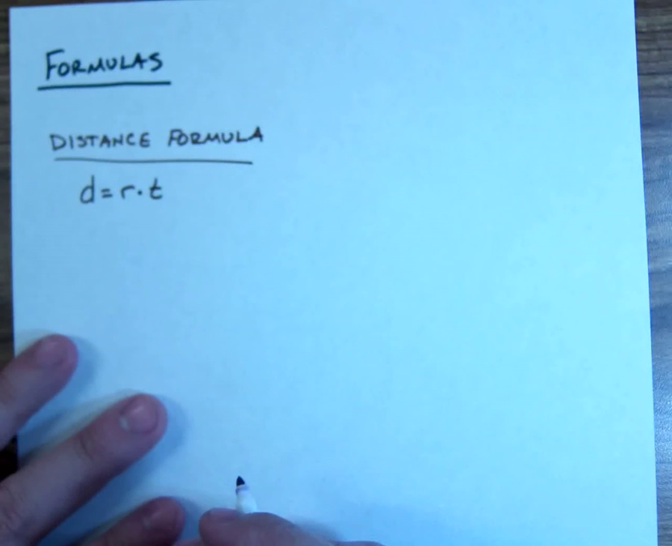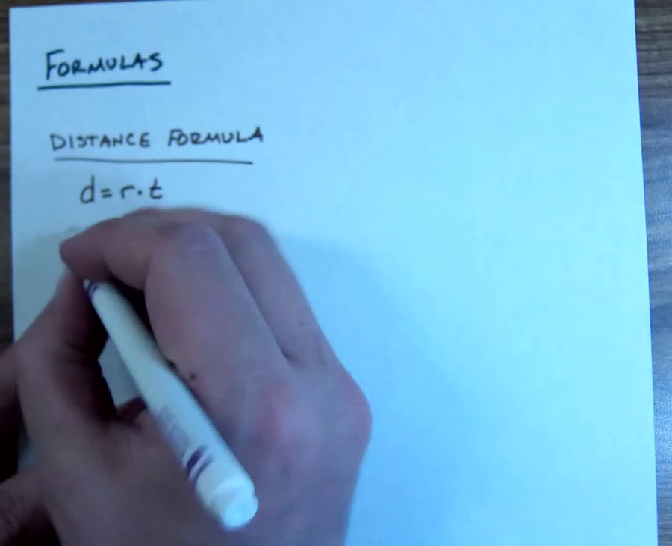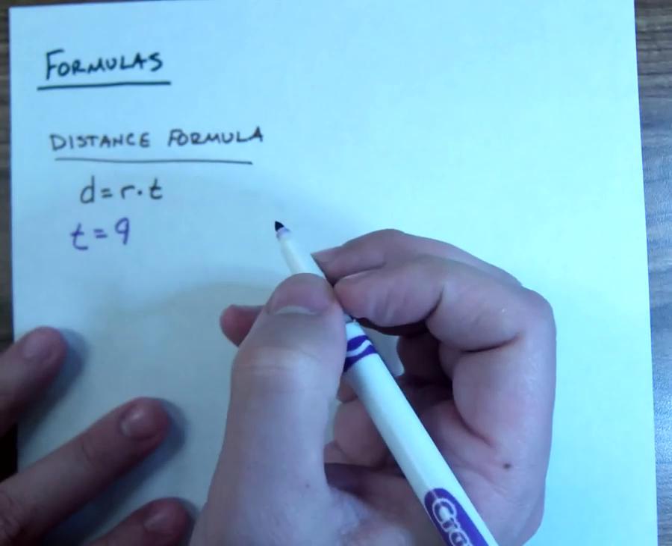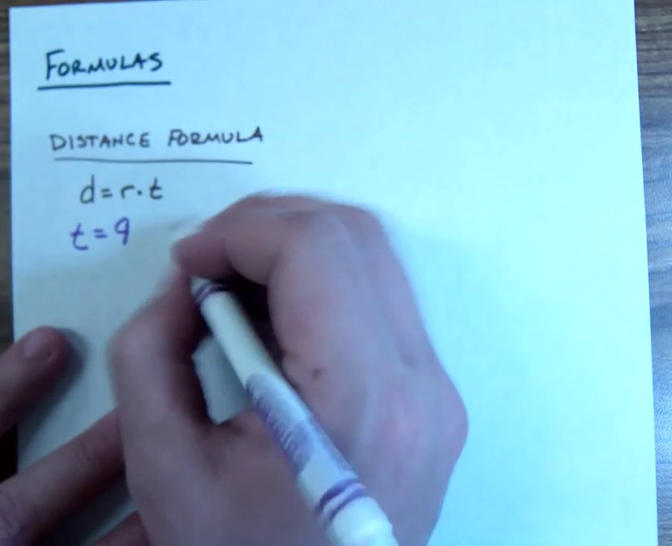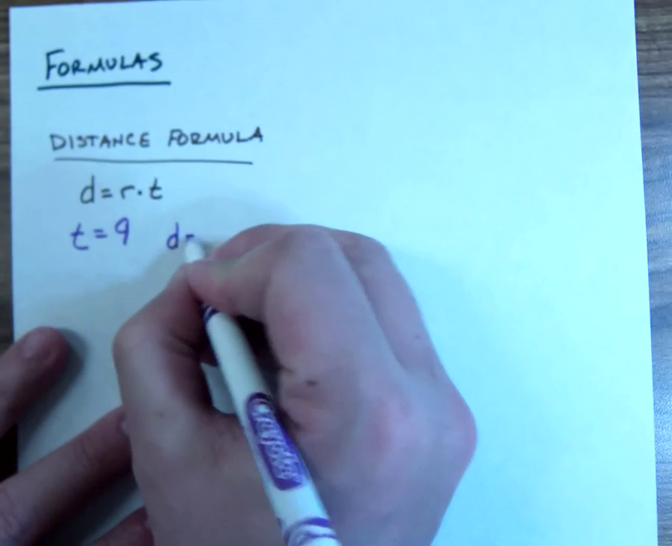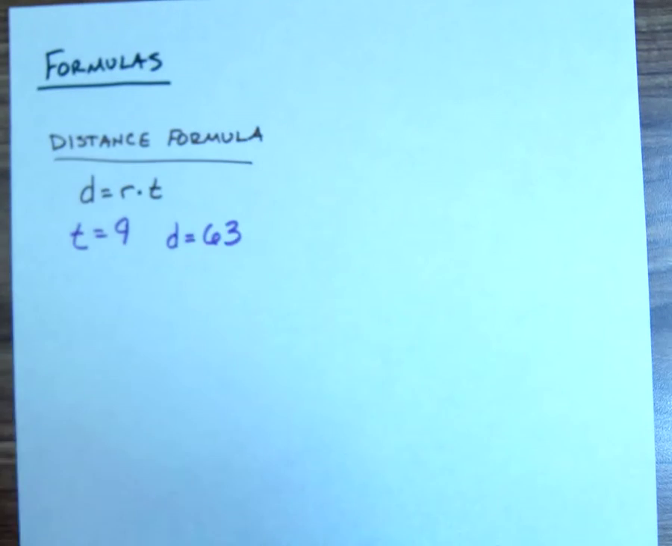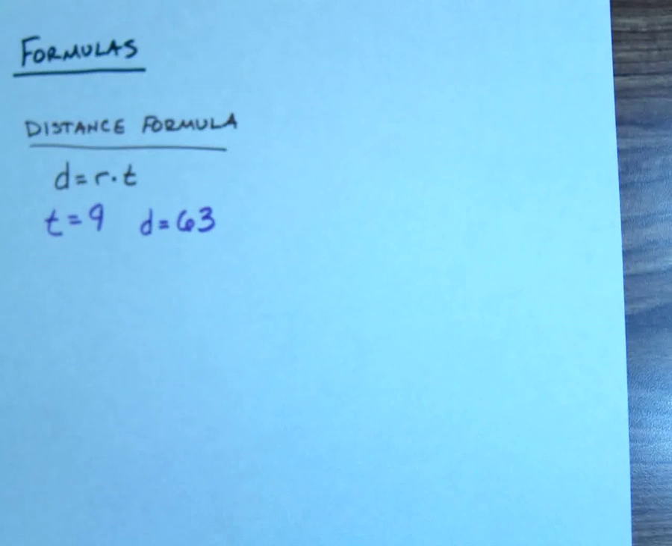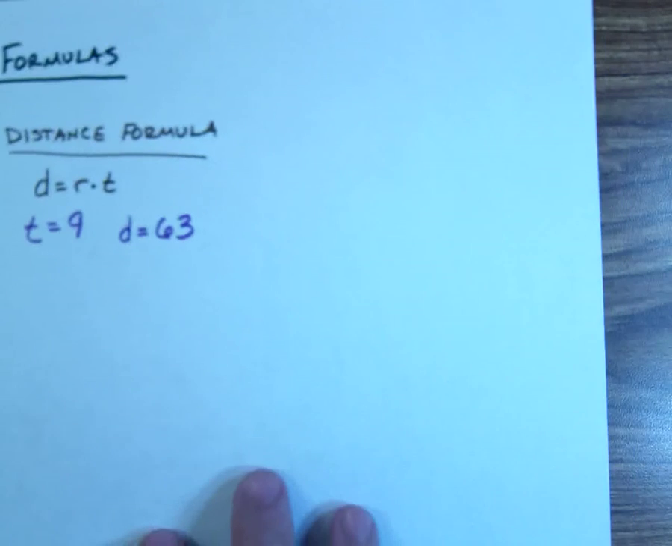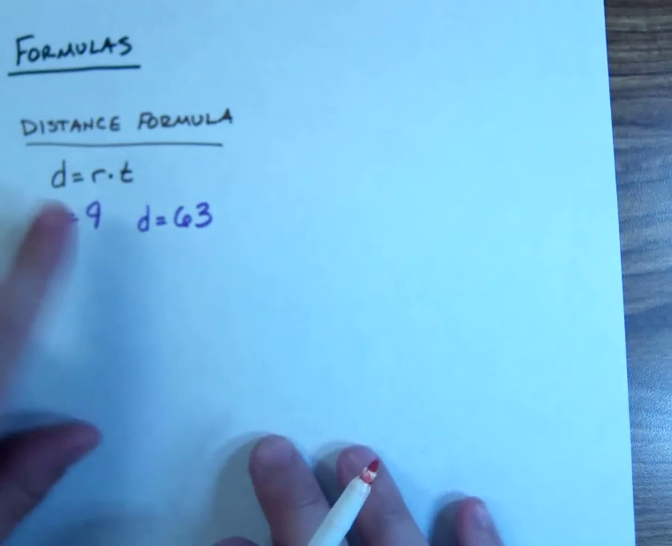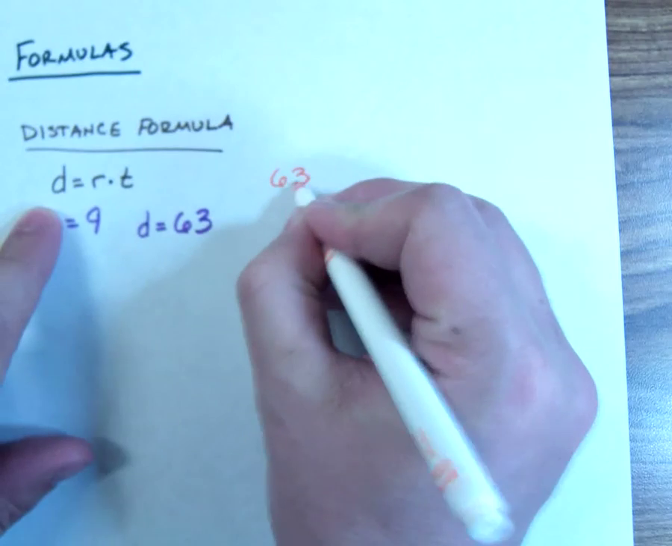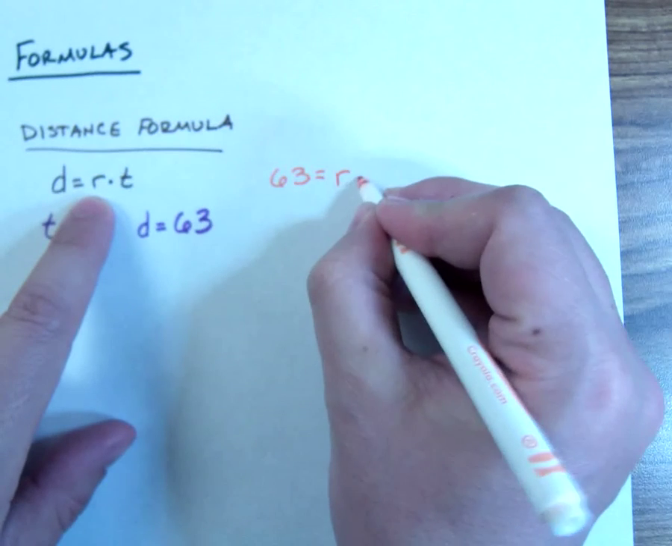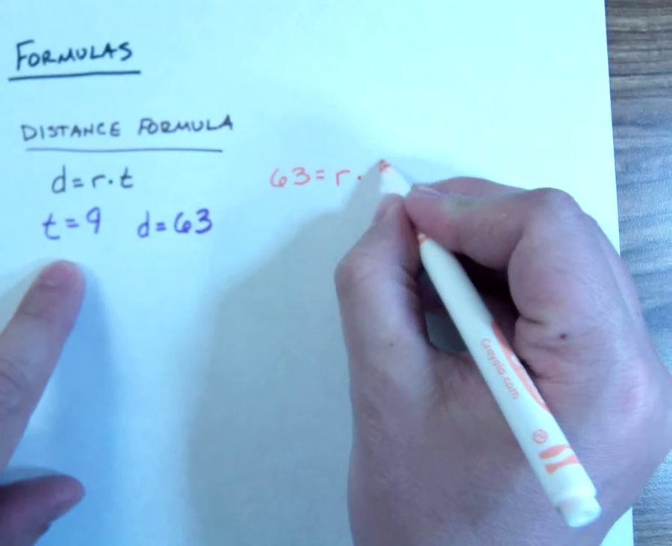What I want to practice, though, is what if I asked you to find a value besides the distance that I traveled? For example, what if I told you that I have been walking for 9 hours, and in that 9 hours, the distance I had traveled was 63 miles. How fast was I walking? So what we would do is take the distance formula, replace the d with 63. The r I don't know, so I'm going to leave that as r. And I'm going to substitute 9 for t, which is the time.